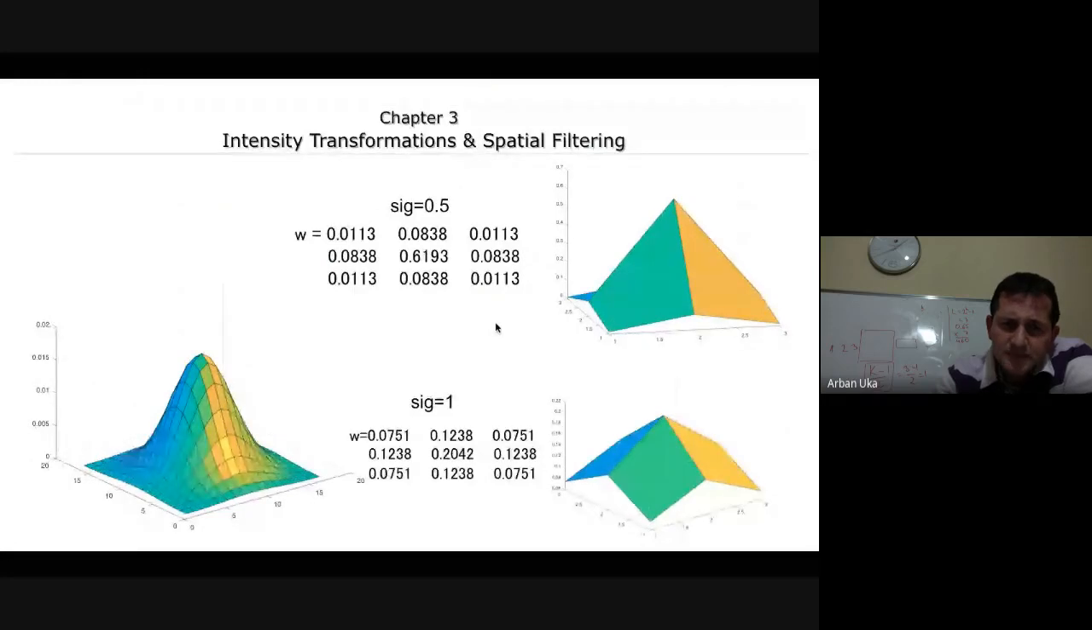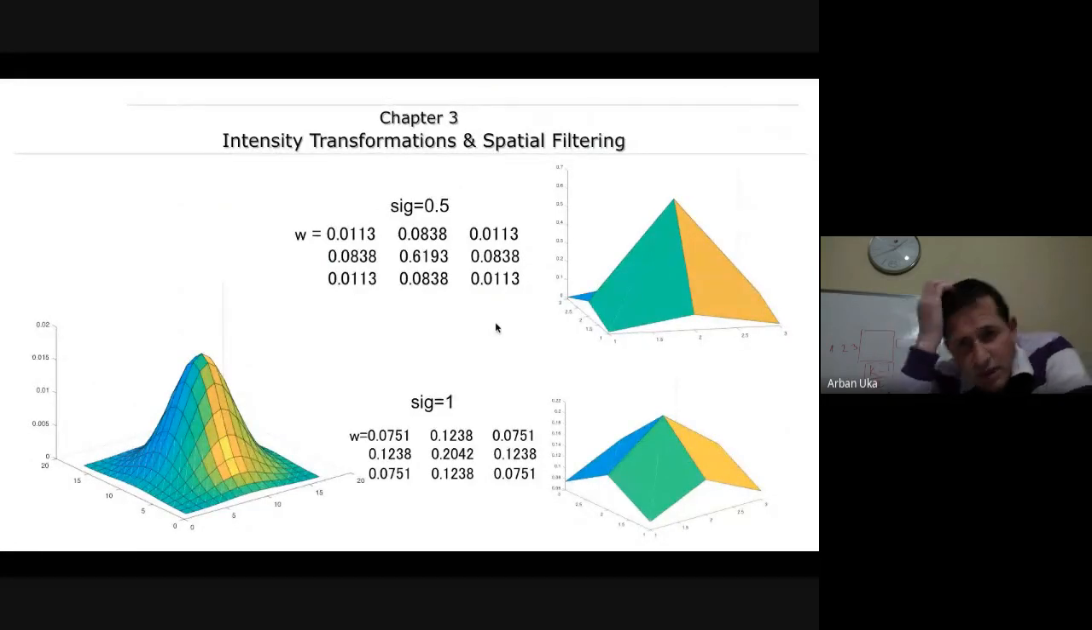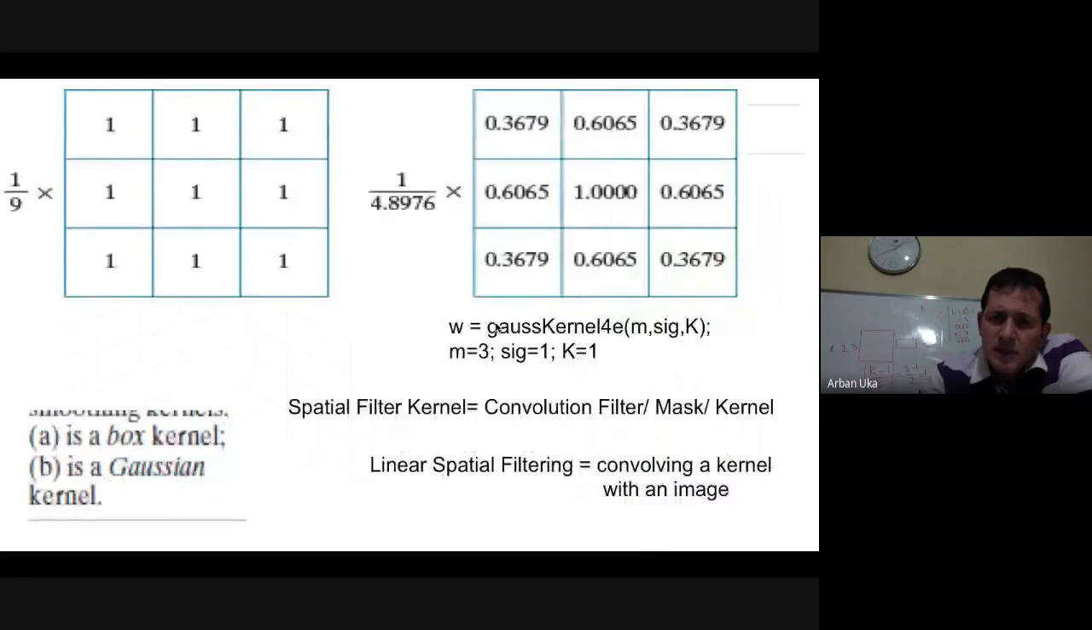And when we use sigma equal to 0.5, there is this image which is on the top right side. Sigma equal to 1, we get this Gaussian, which looks like, sorry, on the bottom right side. And the m is, by the way, the size of the kernel, 3 by 3.